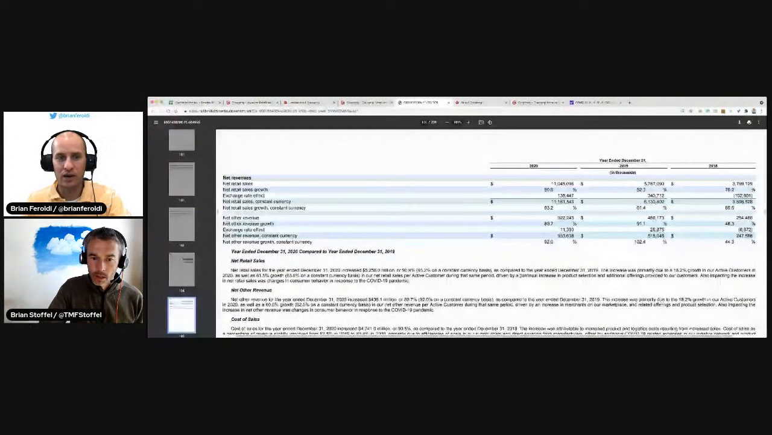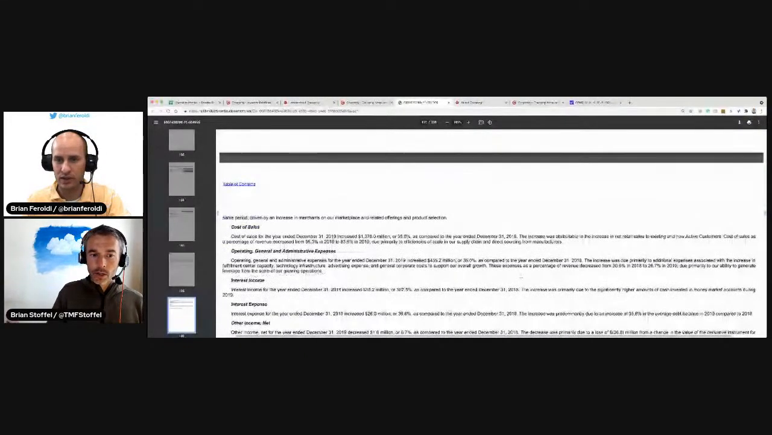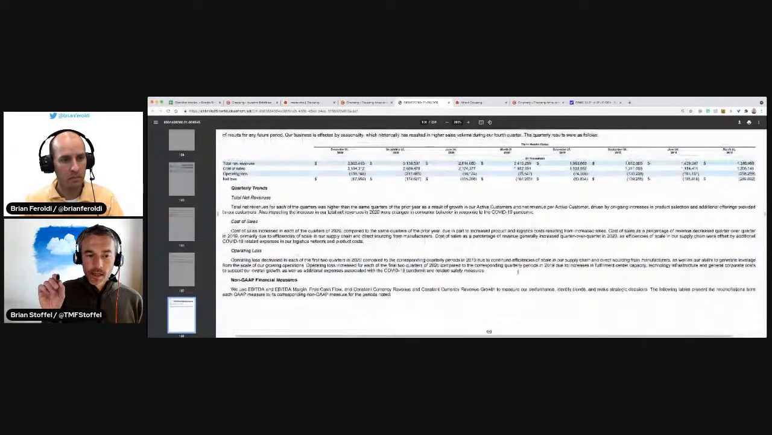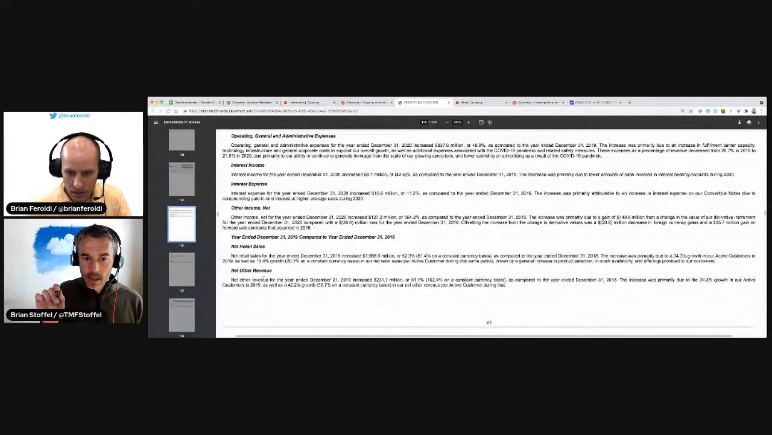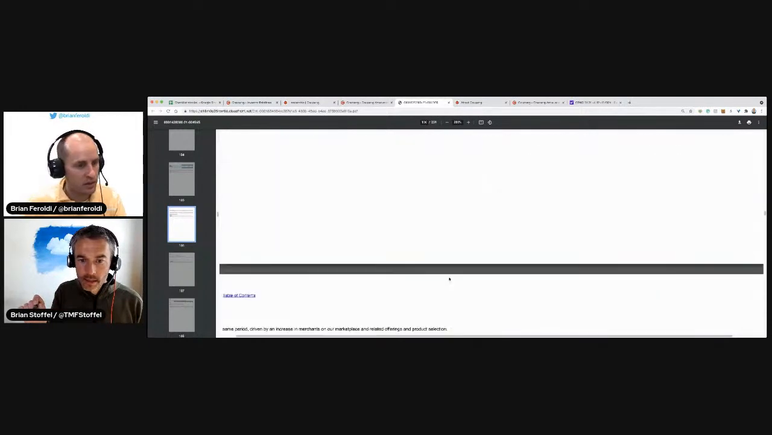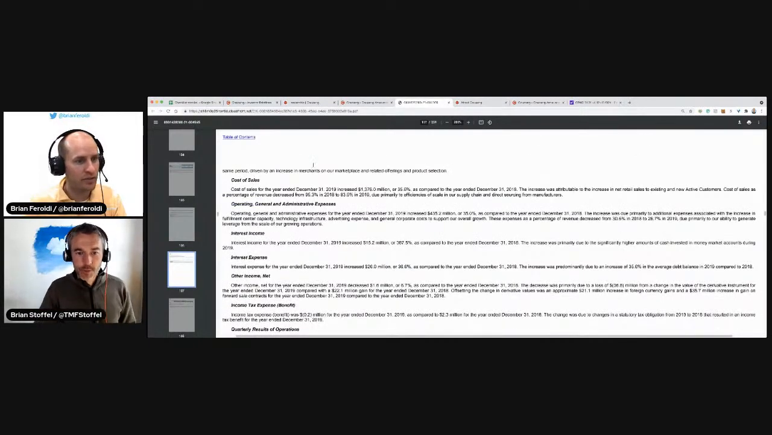One thing I don't know is how volatile South Korea's currency is when compared to the U.S. dollar. You know what? Wait, can you go back just a second? Because it explained what that other revenue was. Did it? Okay. Did I skip right by that? Net other revenue. Does it say what it is? It doesn't tell us. Driven by an increase in merchants on our marketplace. Merchants in our marketplace and Reddit offering.